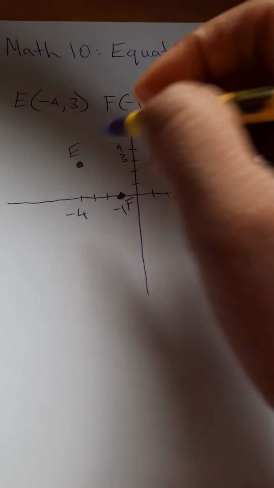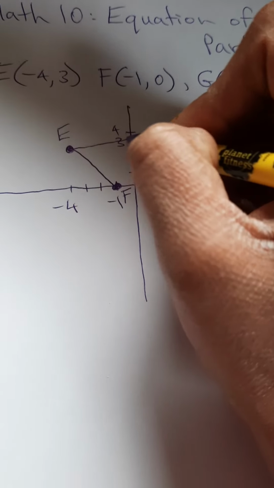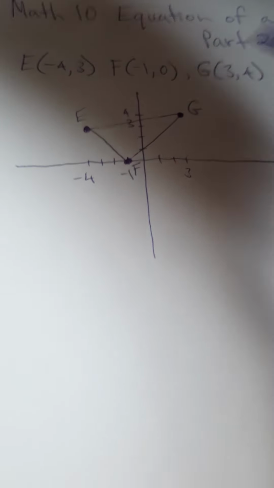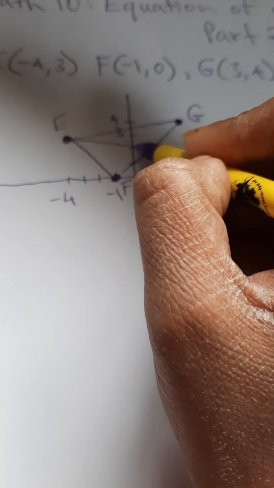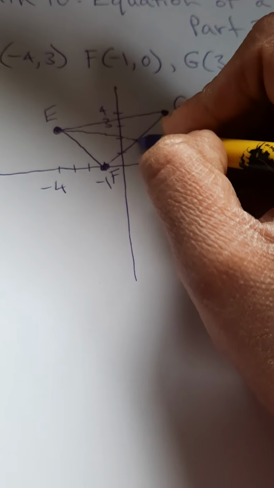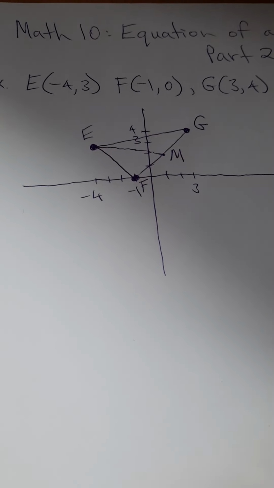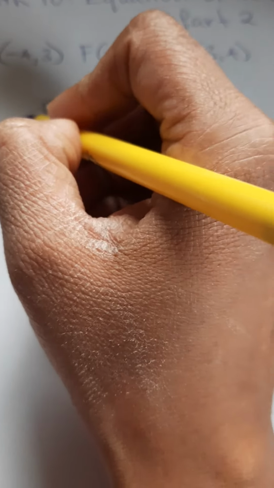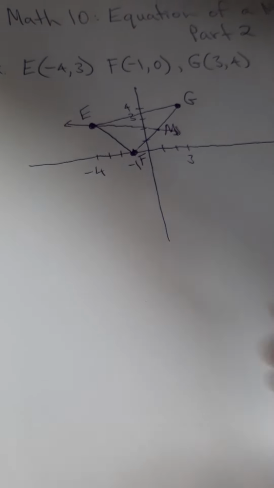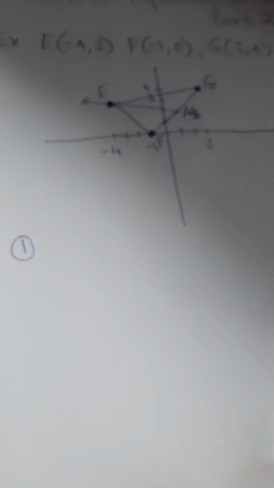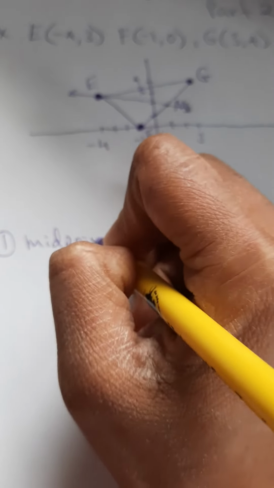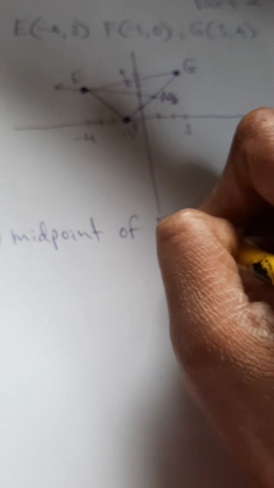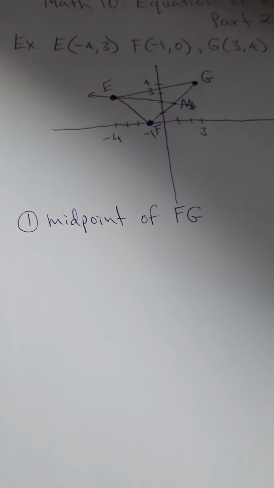Now we're just going to join the dots together. The median is going from vertex E, and then it's going straight down like this. I'm just going to put M here. Whenever you're solving for the median, the first thing you're going to do is find the midpoint of FG, because I know the median goes through the midpoint here.